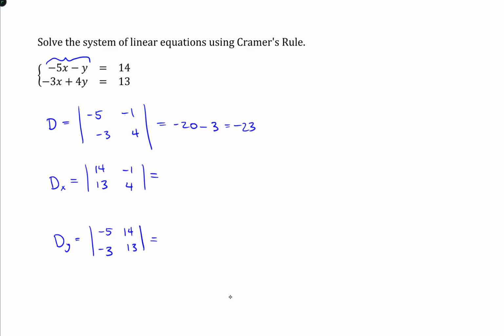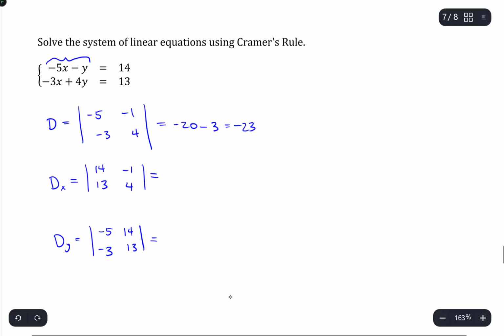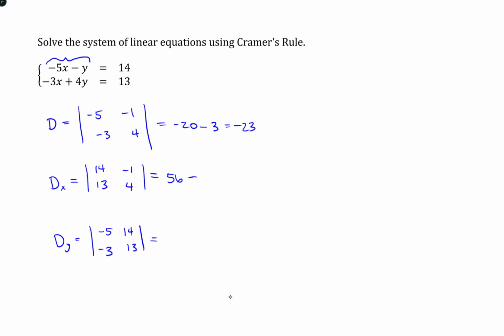So 4 times 14 is 56, I believe. Then we subtract the product of 13 and -1, which will be -13. So 56 minus -13 would be simplified by adding. So 56 plus 13, that's going to give me, what, 69.